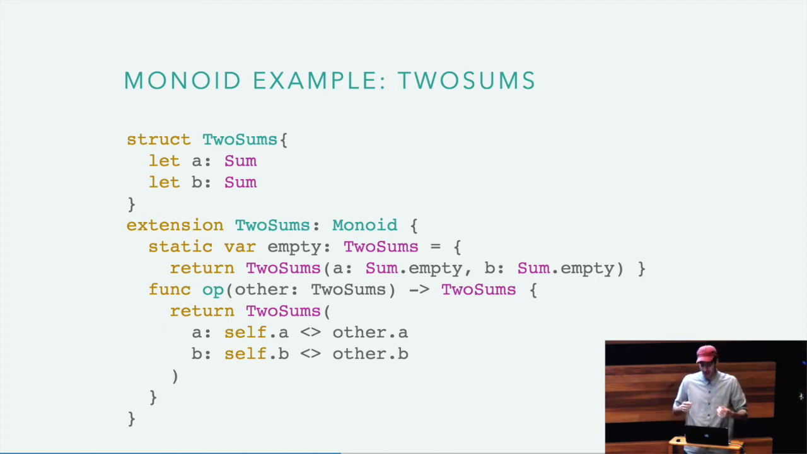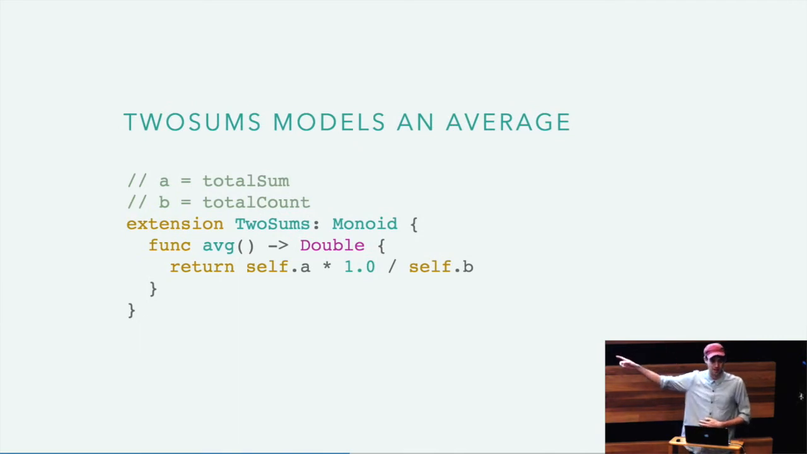And I don't have time to actually go through the proof of this, but this is a monoid, okay? So the identity holds and associativity holds, and actually, you can take any two monoids and group them together, and that results in a monoid. Unfortunately, it's a bit hard to express that in Swift, but we can just hard code it for our two sums. And you might be thinking, why is two sums more interesting than one sum? And it is, because it can model the arithmetic mean.